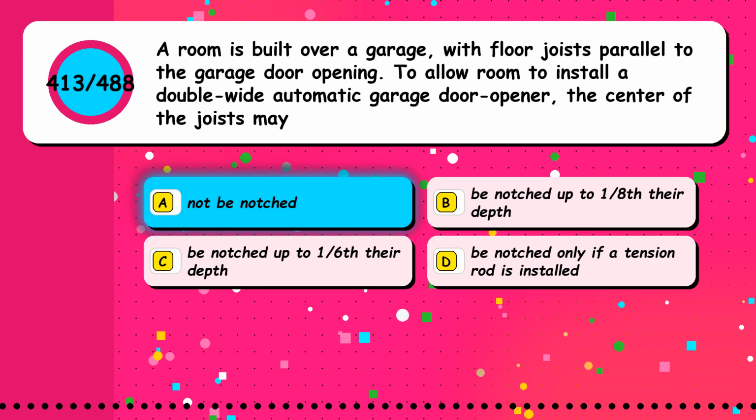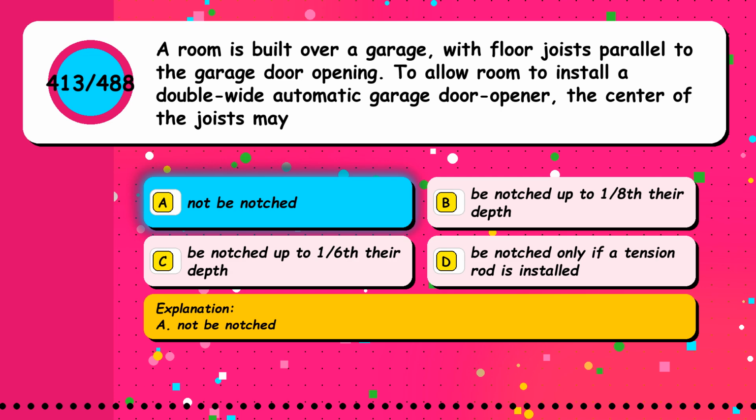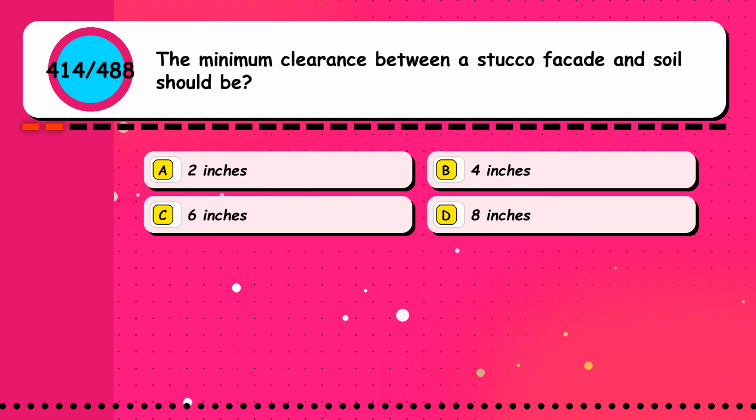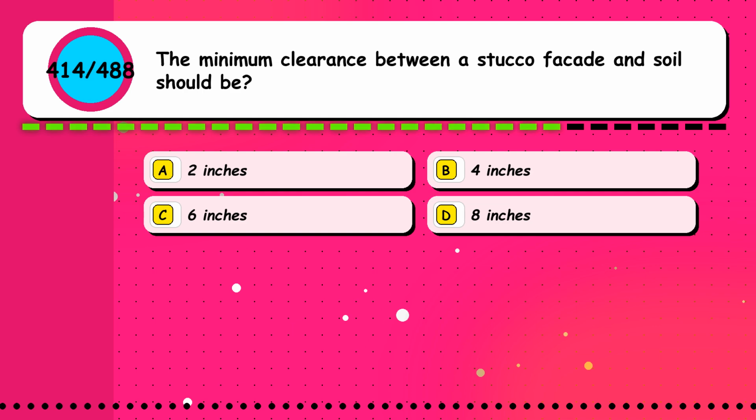The correct answer is option A. Not be notched. A. Not be notched. Question 414. The minimum clearance between a stucco facade and soil should be: Option A. 2 inches. Option B. 4 inches. Option C. 6 inches. Option D. 8 inches.